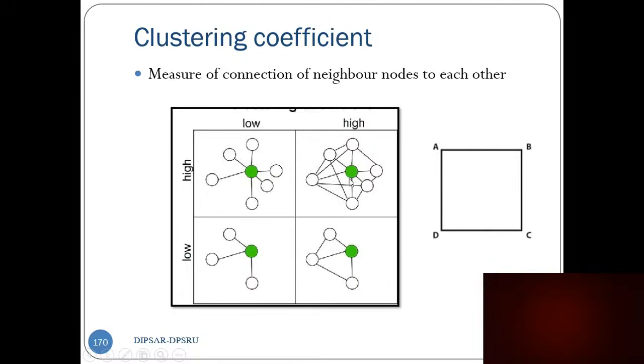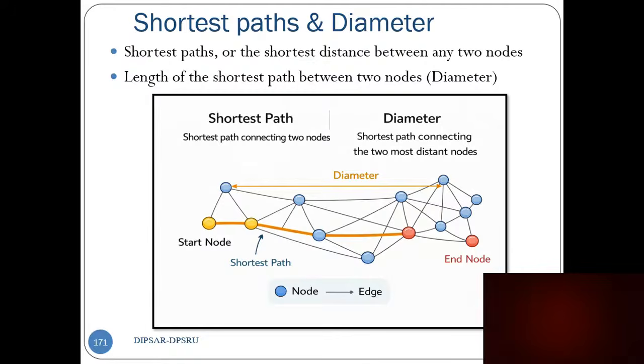This one will contain the high clustering coefficient, because if we talk about this green node, what is the clustering coefficient of the green node? Of course, the high clustering coefficient will be this one, right? So I hope you got the clustering coefficient concept.